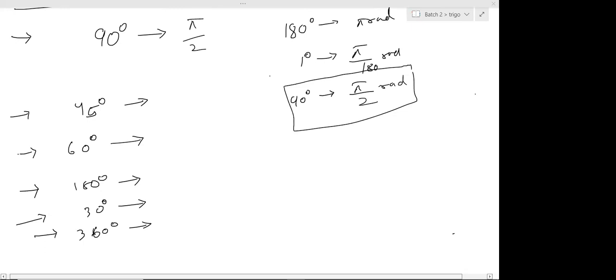All right. So 45 degrees is pi by 4, 60 is pi by 3, 180 is pi, 30 is pi by 6. This is 2 pi radians. This is clear, everyone? Mazia? Shafullah, Rahman, Alpia? Clear, right? Okay.